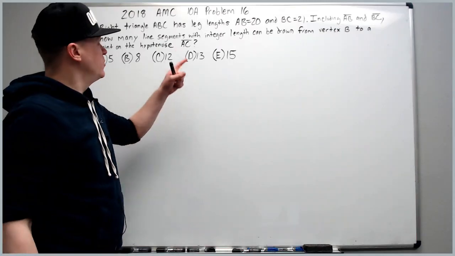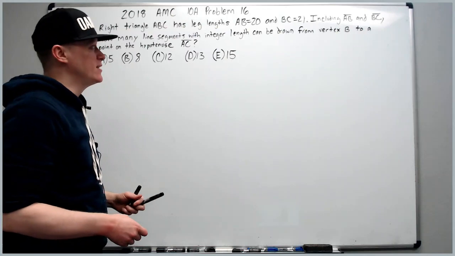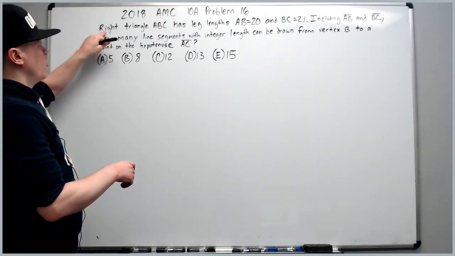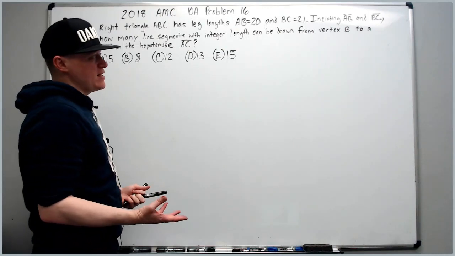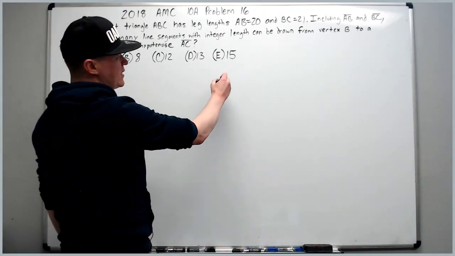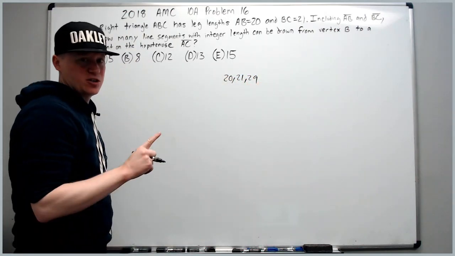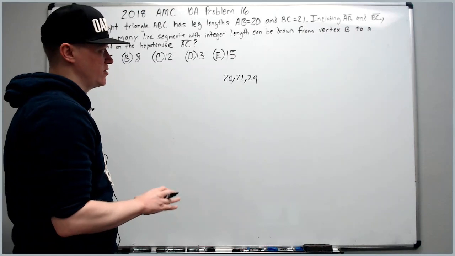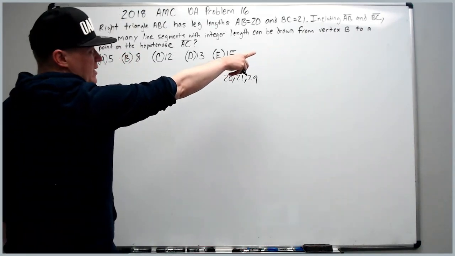All right, in this video we will do the 2018 AMC 10A problem number 16. Right triangle ABC has leg lengths AB equals 20 and BC equals 21. You should immediately infer that it's 20, 21, 29. You should know your Pythagorean triples. There's quite a few you should know. All right, including AB and BC.